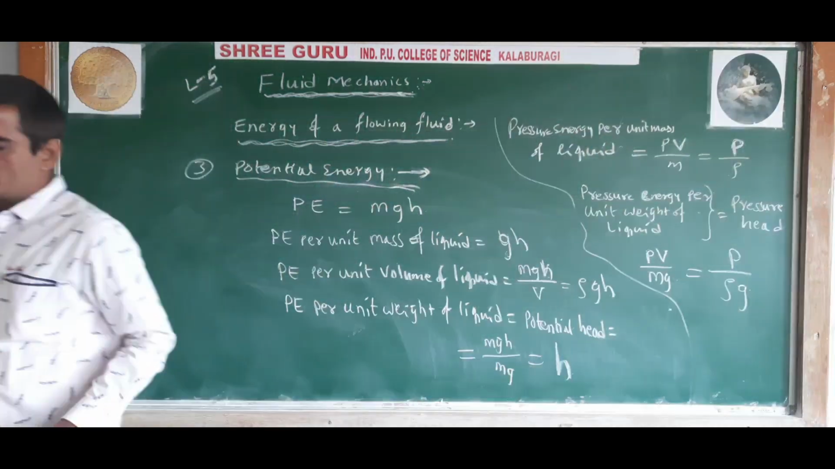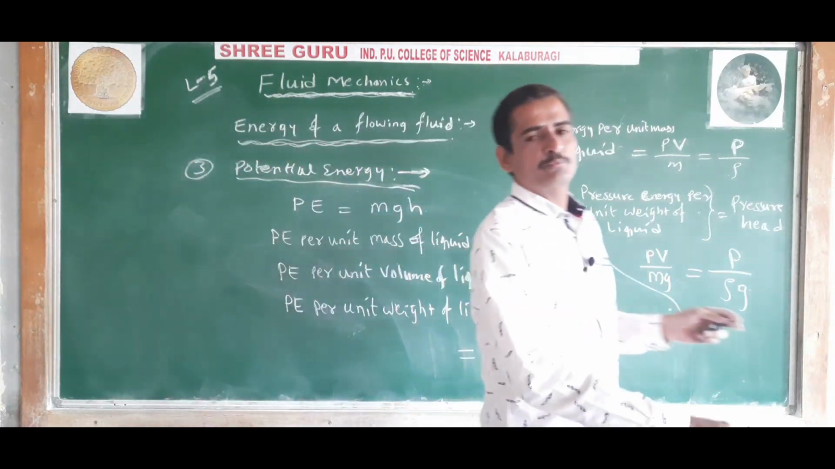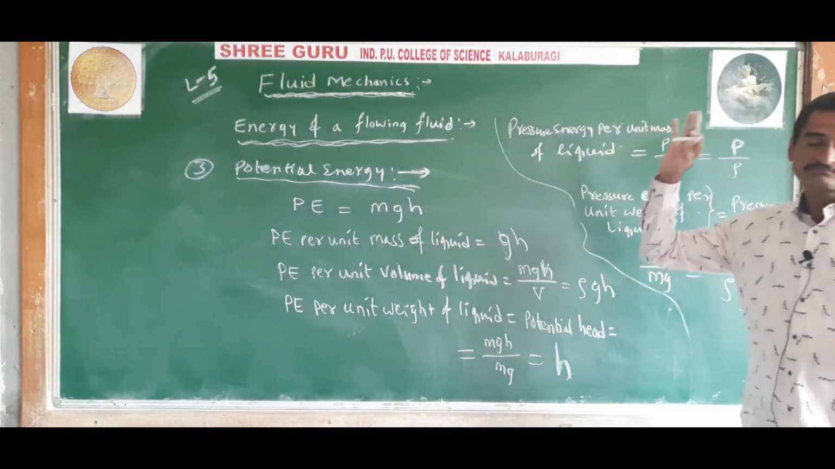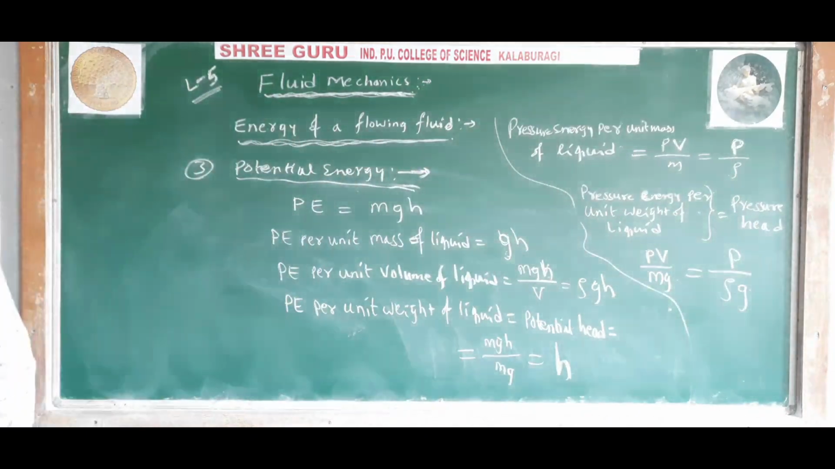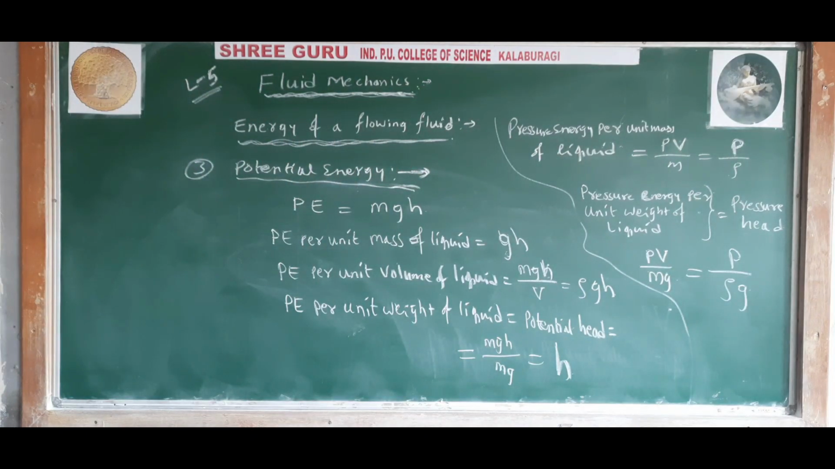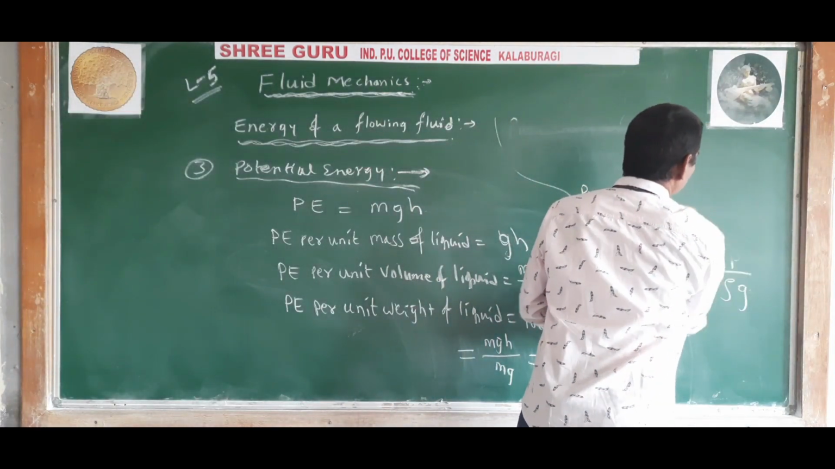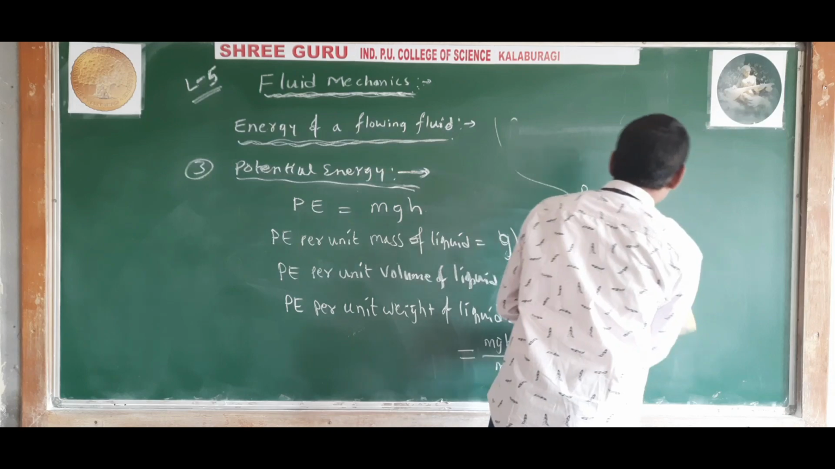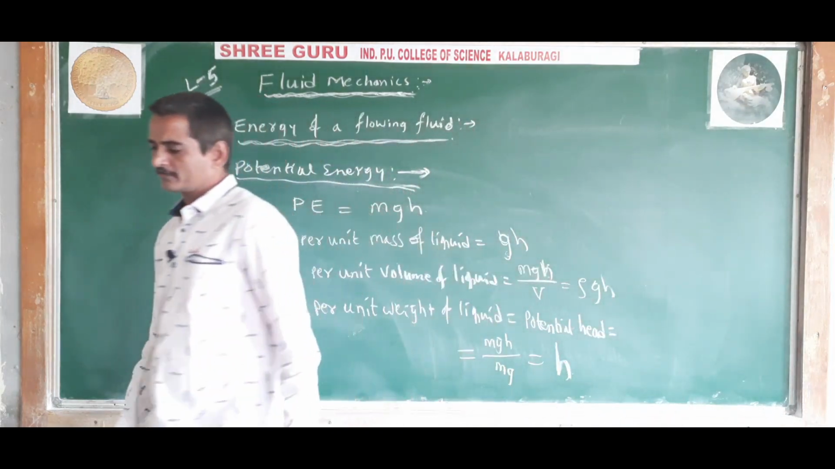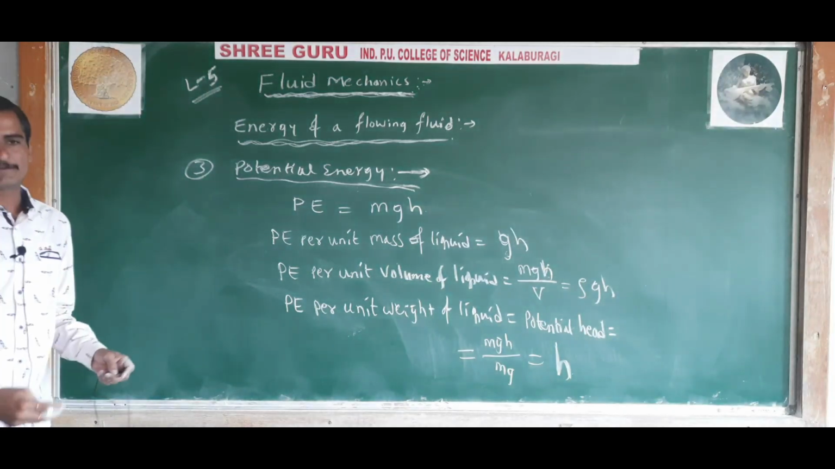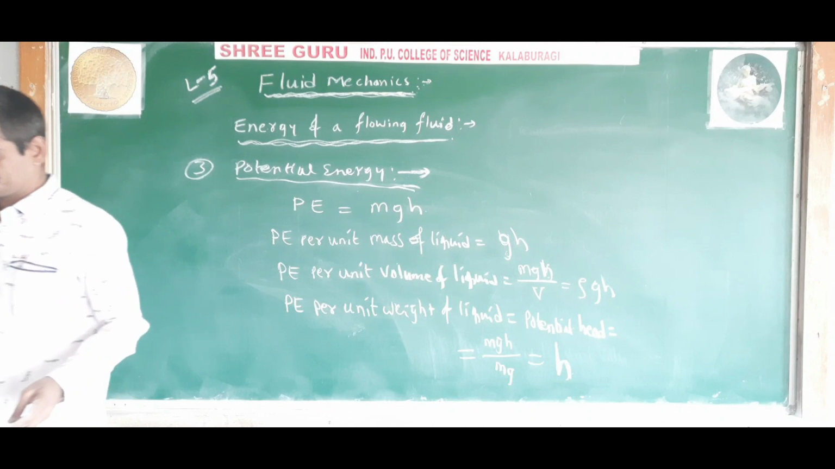So an ideal liquid having streamline flow possesses three types of energy: kinetic energy, pressure energy, and potential energy. Understood? Okay. So these energies are related by an equation. That equation is called Bernoulli's equation, that is Bernoulli's theorem. So now we have to study Bernoulli's theorem. Understood?